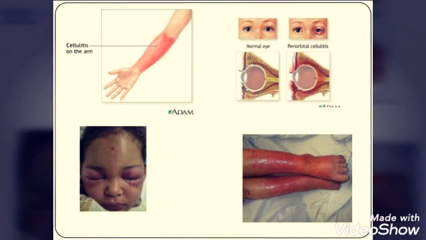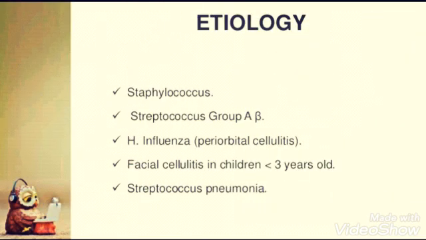We'll see the etiological and risk factors. In etiology, the main causes are Staphylococcus, Streptococcus group A and B, then H. influenzae, which causes periorbital cellulitis. That means due to H. influenzae, mainly the periorbital region, the eye area, will be involved. Then facial cellulitis in children below 3 years old, then Streptococcus pneumoniae. So these are the causes of cellulitis in a person. Mainly these are a group of bacteria.